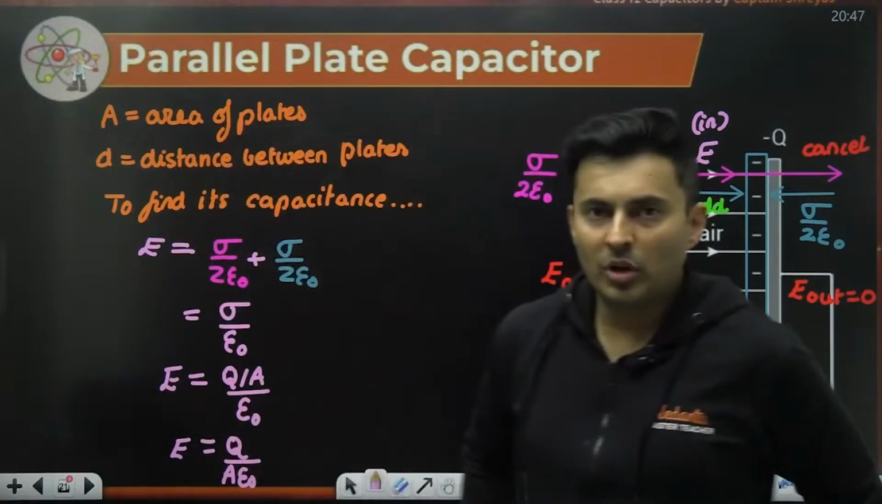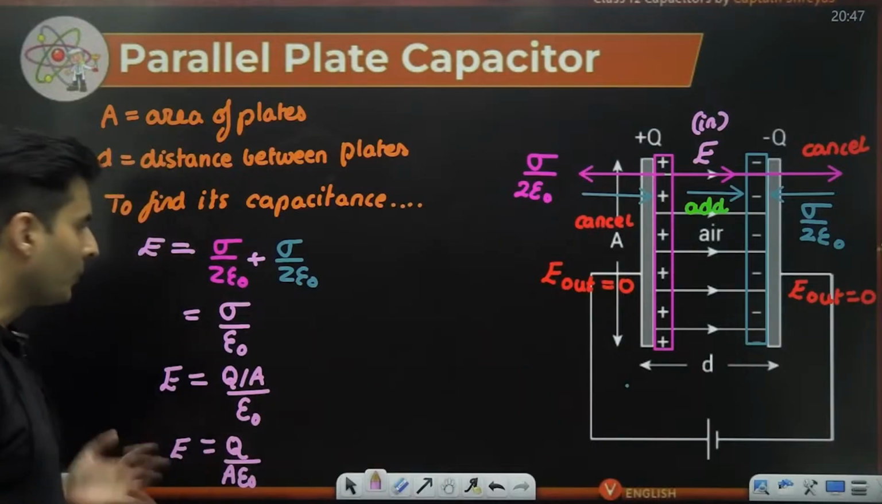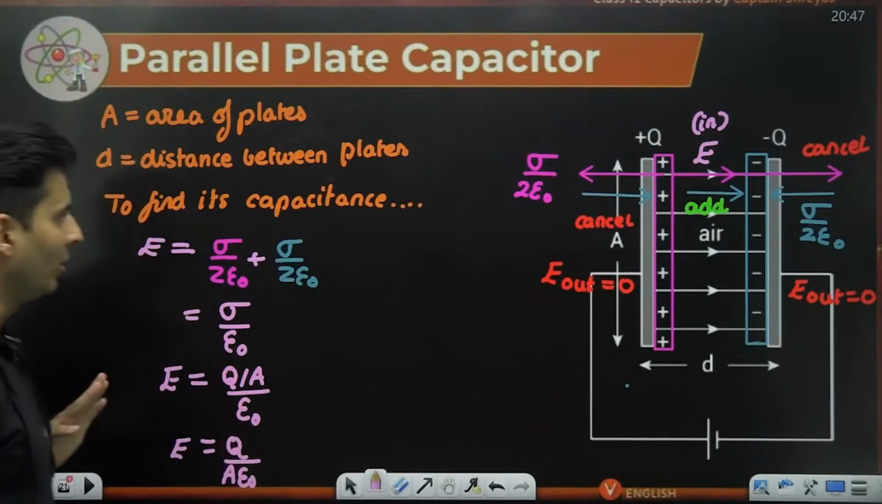Sorry guys, I think there was a small issue. The internet just got disconnected. I'm back. Okay, let's continue. So I just said that the net electric field is Q by A epsilon naught.